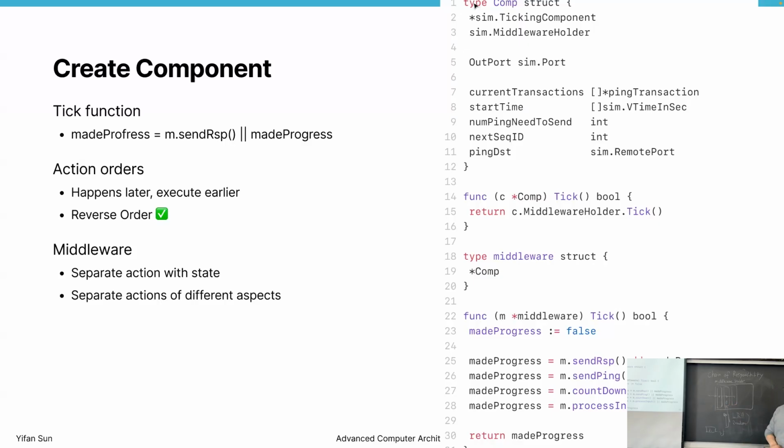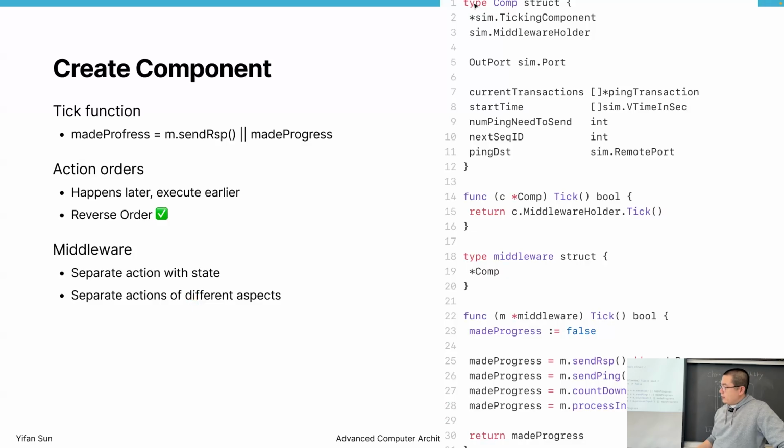Although in MGPSim, you don't really see the power of the middleware pattern much at this stage, because we're just gradually transitioning to a middleware-style implementation. Here we're using middleware, and there's only one middleware. It separates the actions of different aspects.